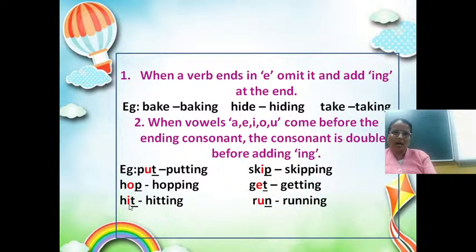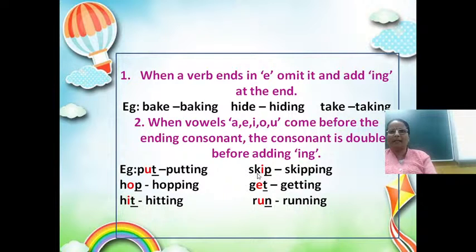H, I, T. I is a vowel. Last letter T is a consonant. So before adding ing, we should double T. So look at the ing form of hit. H, I, T, T, ing, hitting. We have doubled the T here. Now look at the next example.